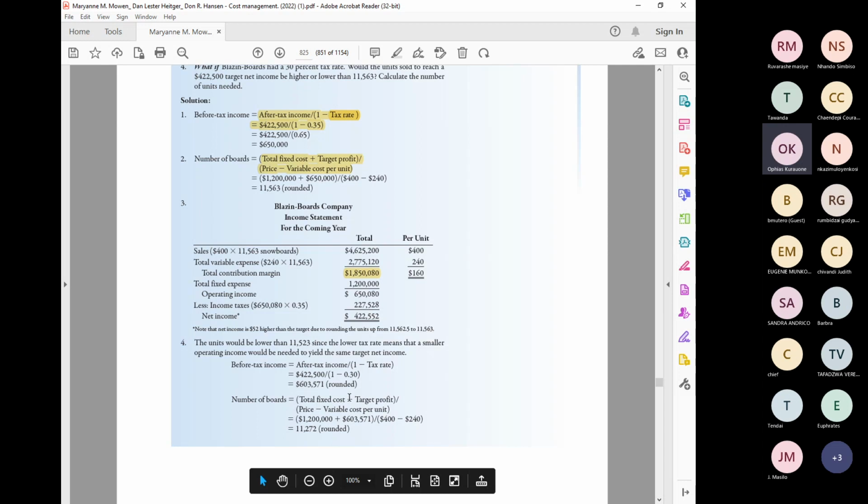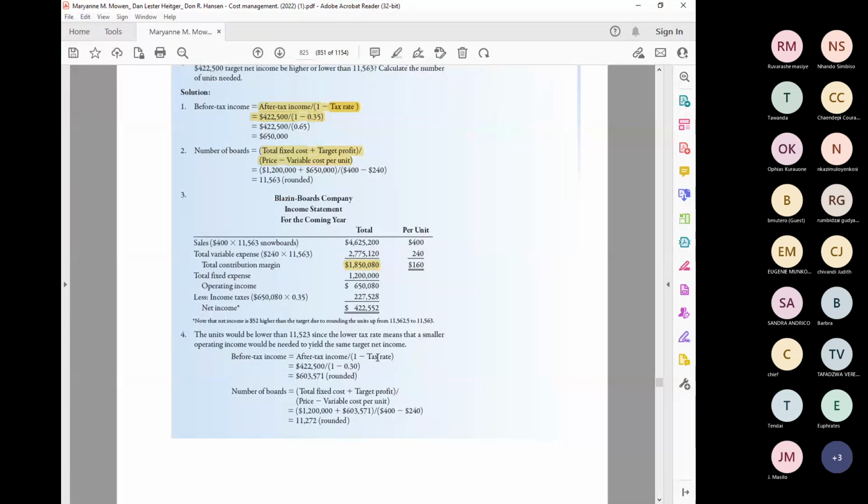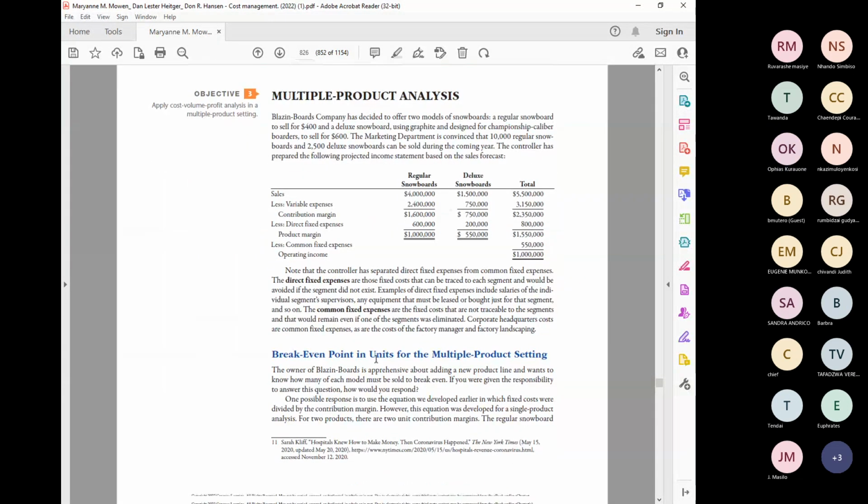Then this figure plus total fixed cost, divided by the contribution, you get this one, 11,272. 11,272, which is lower than this one. Any question?